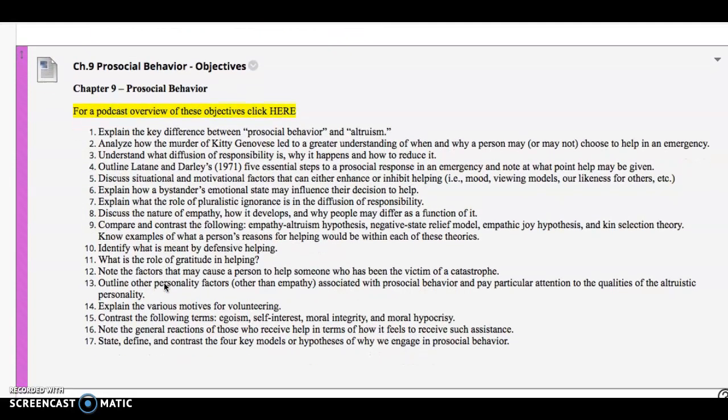This is the podcast overview for Chapter 9, Pro-Social Behavior. So the first thing is to explain the key difference between pro-social behavior and altruism. The two concepts are linked. They share a lot of similarity, but they are also very distinct.